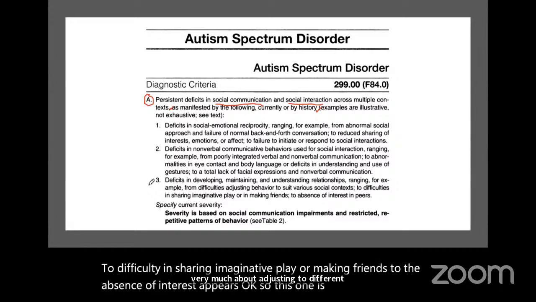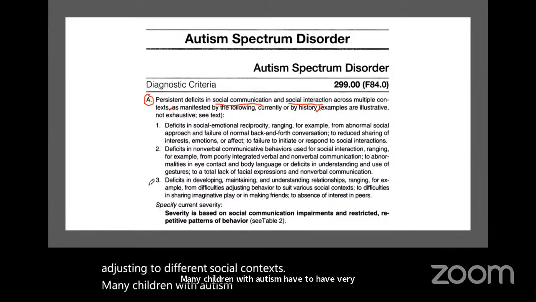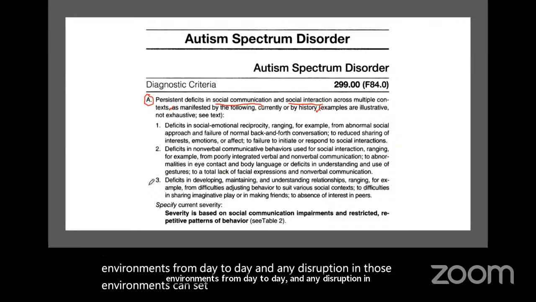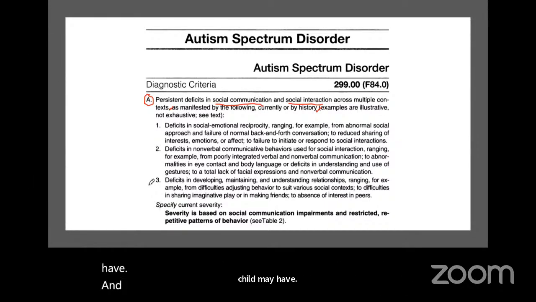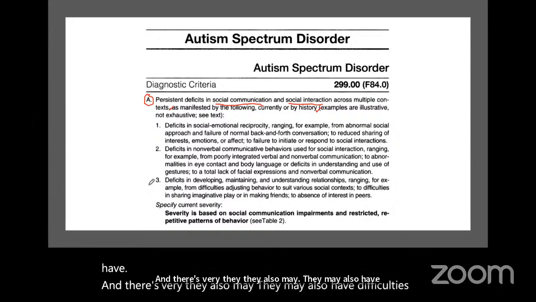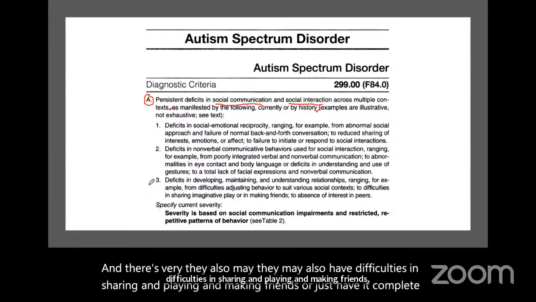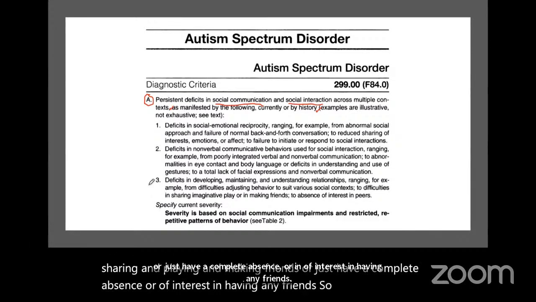Many children with autism have to have very consistent environments from day to day, and any disruption in those environments can set off various symptoms that the child may have. And they may also have difficulties in sharing and playing and making friends, or just have a complete absence of interest in having any friends. So it's sometimes that child that is the loner in all the situations, okay?